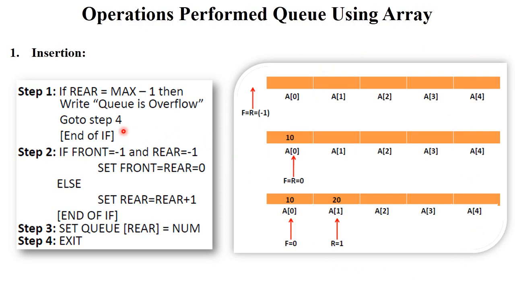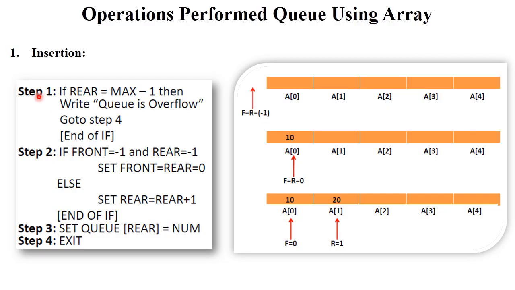See here, the first step in insertion is to check whether rear equals max minus 1. This is just a simple queue using array structure. Initially, front and rear equal -1, which indicates that the queue is empty. An array always has a fixed number of data values, so here 1, 2, 3, 4 and 5: a total of 5 values are stored. So max equals 5, and max minus 1 equals 4, because an array always starts with A of 0. A of 0 to A of 4 means there are a total of 5 elements stored. And initially your queue is empty, that is front and rear equal -1.